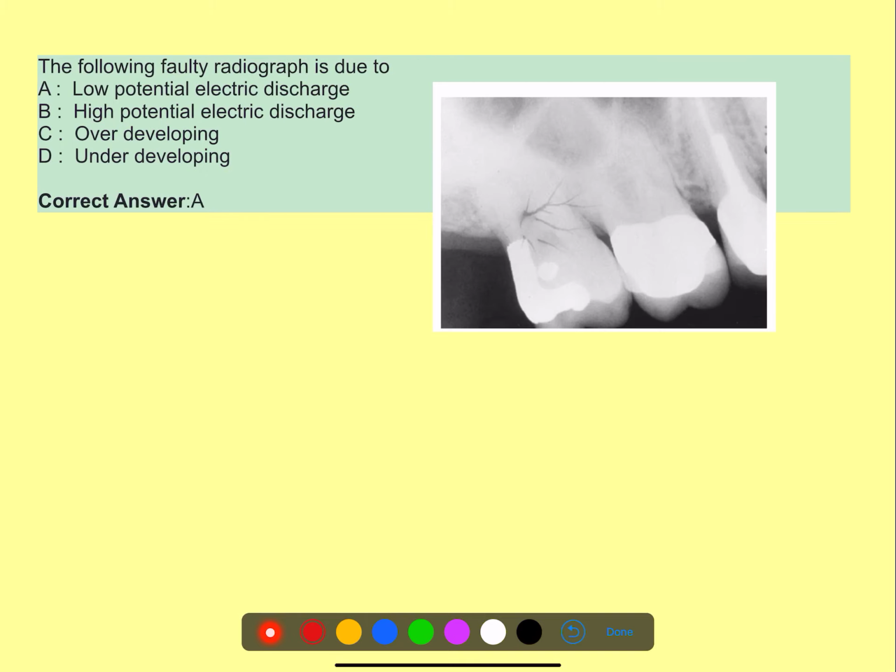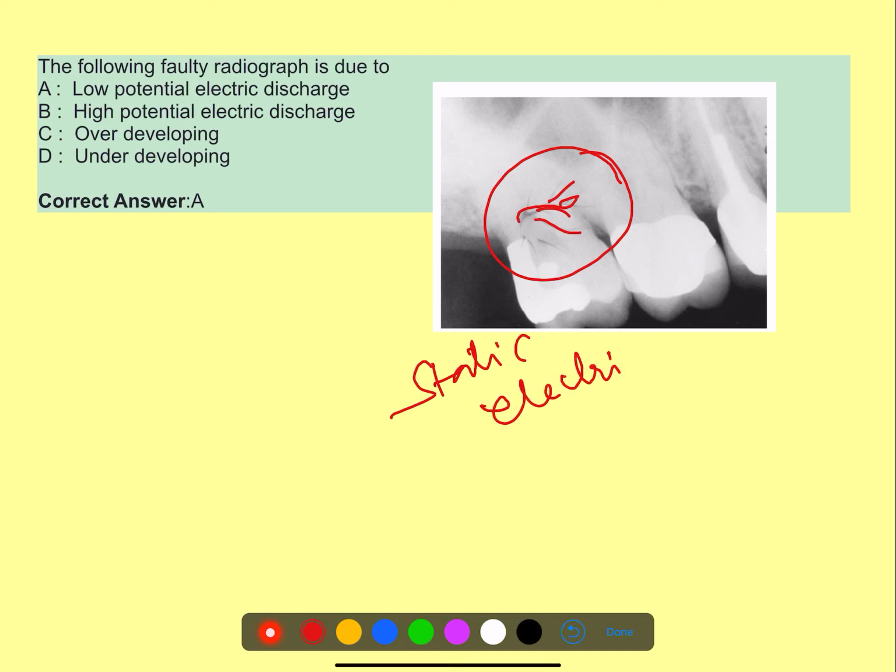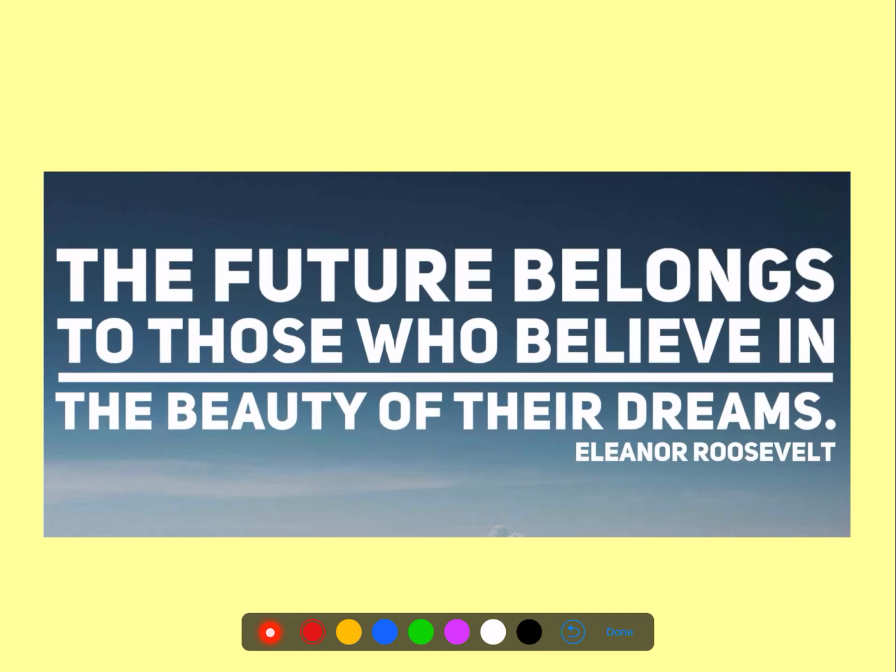The following faulty radiograph is due to. If you see in the radiograph, these branching streaks are called static electricity, and this static electricity is mostly due to low potential electric discharge and occurs if the films are taken out with rapid force from the film packet. So we are done with the radiology paper discussion.